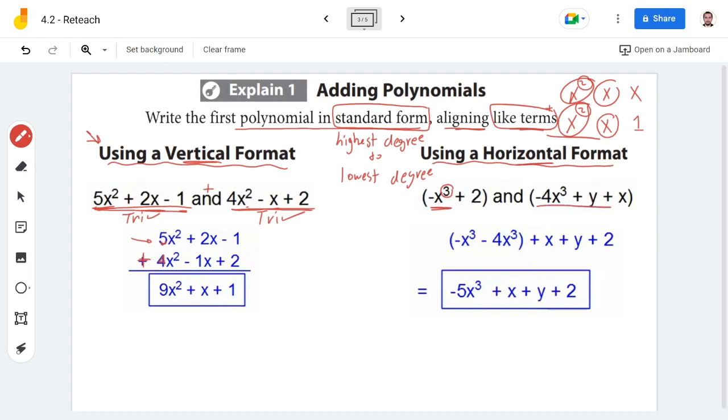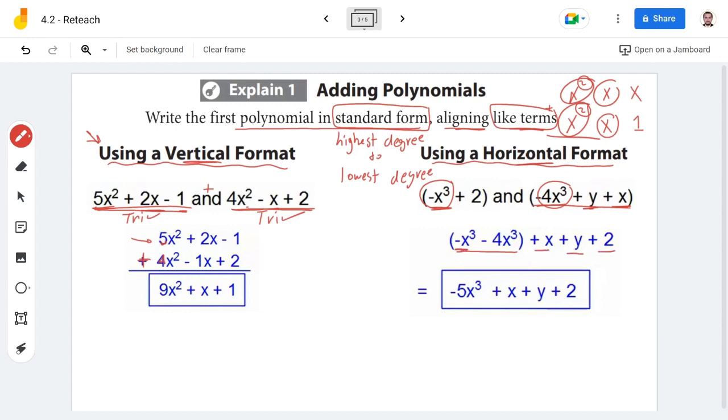Do we have any other term with degree 3 here? Yes, we have this one here. So we can add negative x to the power of 3 with negative 4x, we put them together. Then, do we have 2? No, we don't have 2. Do we have y? We don't have y. Do we have x? We don't have x. So we just write them normally.